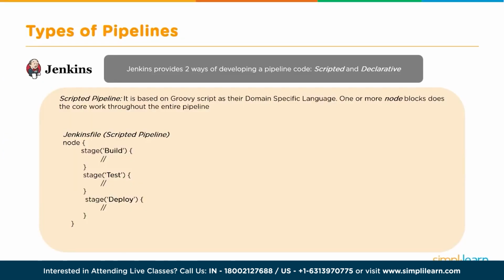As I mentioned earlier, Jenkins provides you two different ways of writing pipelines, called the scripted and the declarative. The first one that was launched was the scripted pipeline. This is heavily based on Groovy scripting, since Jenkins ships along with the Groovy engine. So this was the first support for pipeline that was provided by Jenkins in 2.0.